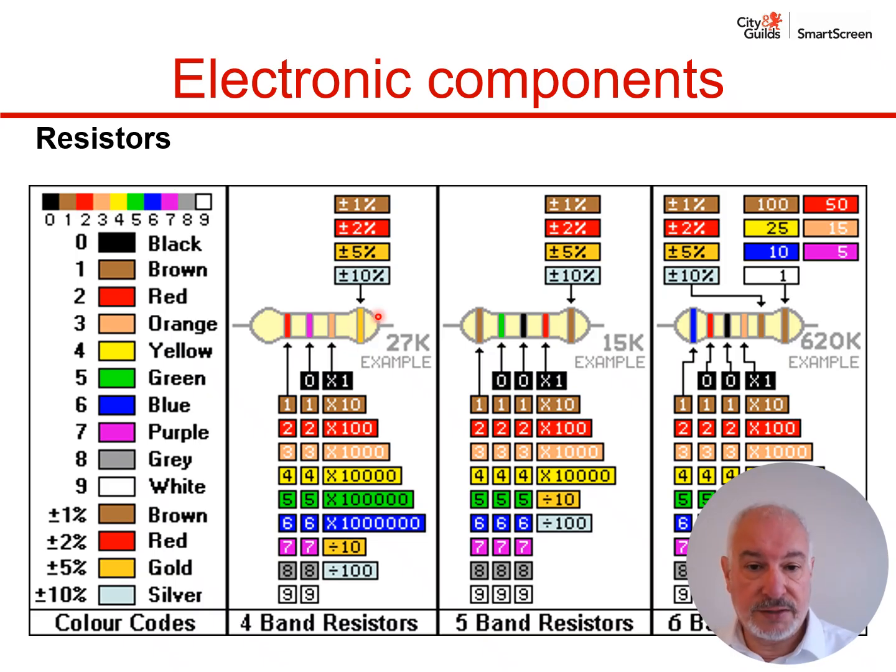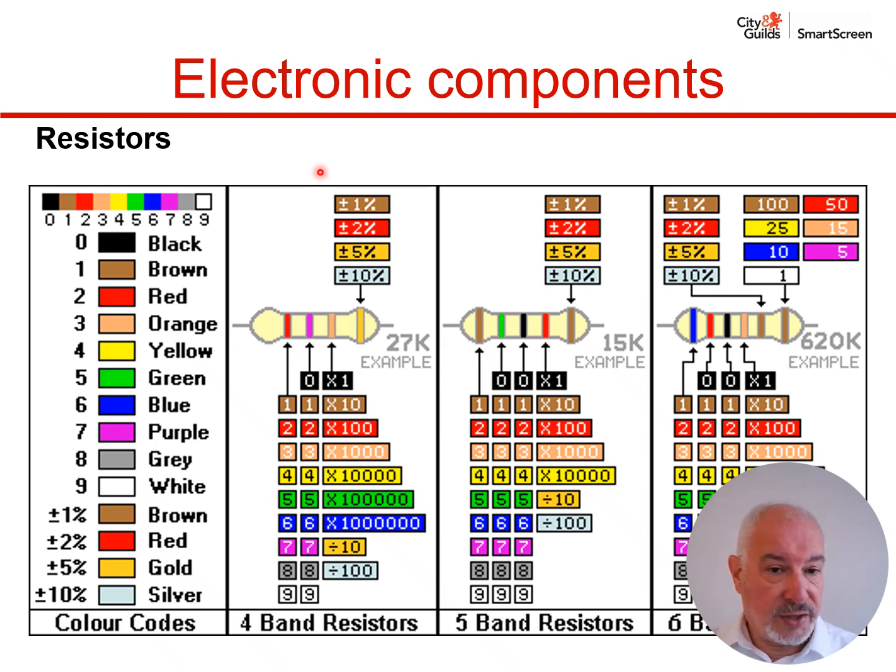But there is a little bit of a gap and then one final band, and that final band represents the tolerance. So when these are produced in a factory, they're produced to varying different tolerances, how accurate the amount of resistance is. And this can be anything from 1% up to 10% tolerance, and so that colour will tell you the tolerance. So obviously if it was a 10% tolerance, it means that the maximum resistance that that resistor could have could be 27,270 ohms.